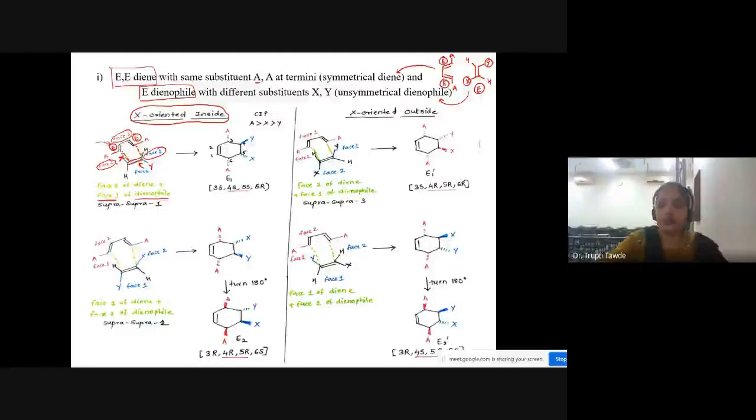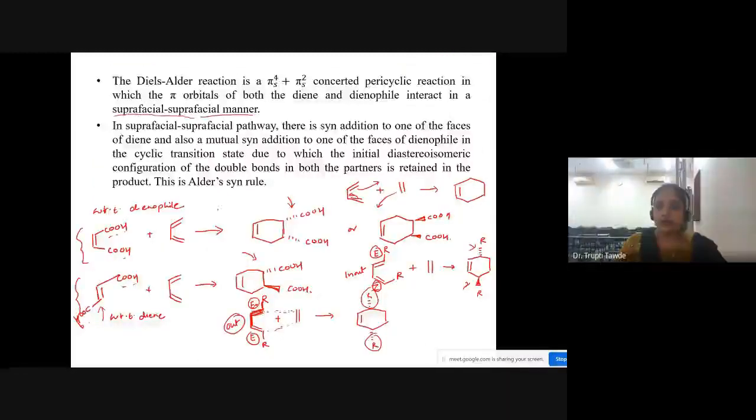Do you remember what I told you before this? जब ये डाइनोफाइल बैक साइड से अटैक करता है, how this R will be oriented? They'll go away from the plane. Are you getting this? जब डाइनोफाइल उसको बैक साइड से अटैक करेगा डाइन को, हाउ दिस आर विल बी ओरिएंटेड? दे विल बी अवे फ्रॉम द प्लेन.